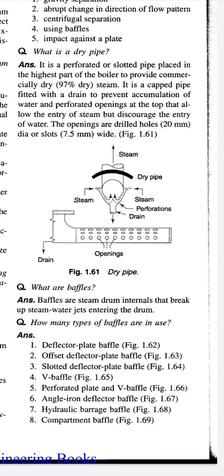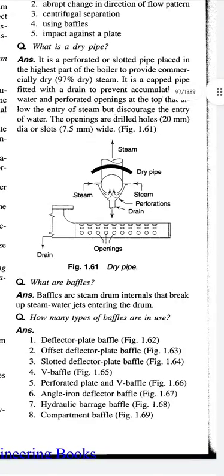It is a capped pipe fitted with a drain to prevent accumulation of water, and perforated openings at the top that allow the entry of steam but discourage the entry of water. The openings are drilled holes 20 mm in diameter or slots 7.5 mm wide.